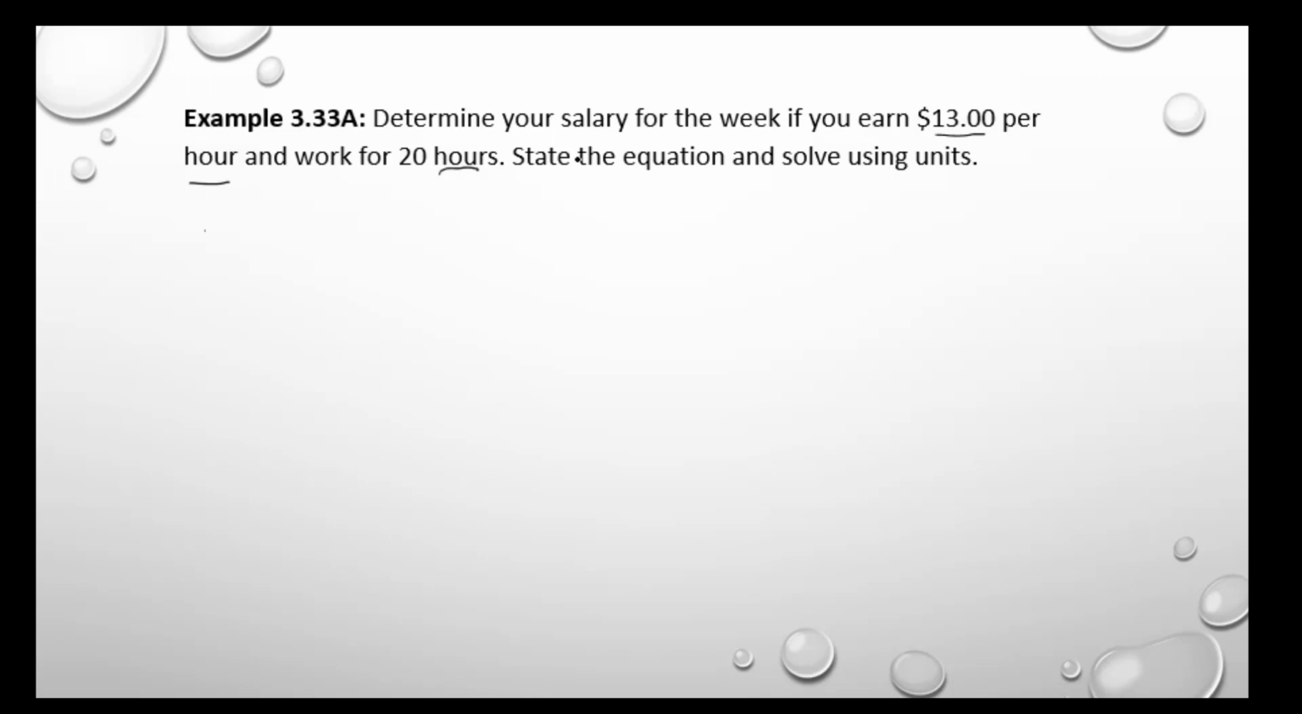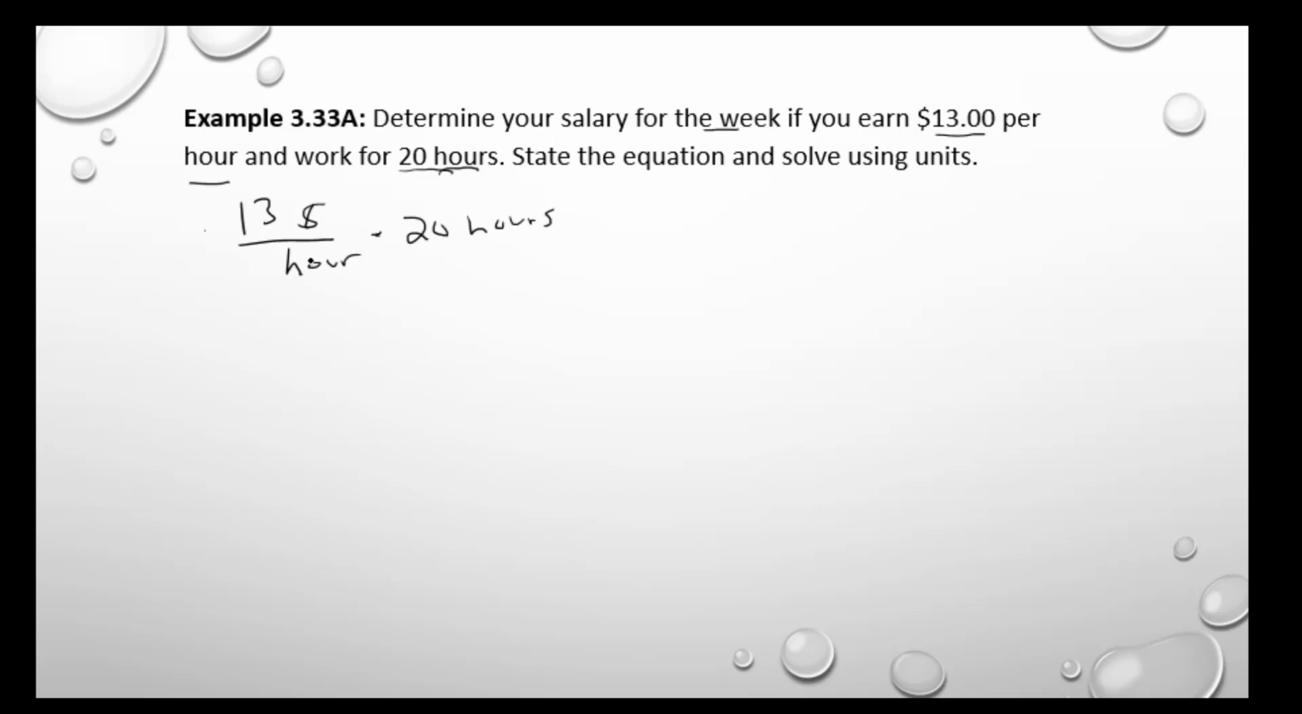In order to get this, determine your salary for the week if you earn $13 per hour and work for 20 hours. So, dollars per hour means that. Now, I can either multiply these two, or I could divide, but let's see if I multiply dollars per hour, which I can put the 13 in here, times 20 hours. What am I going to get?